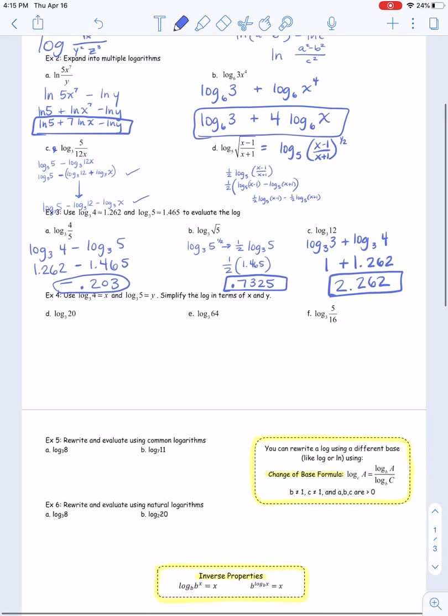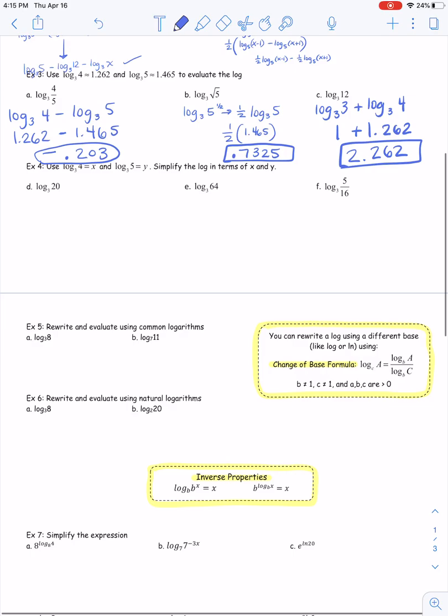Okay. We're going to do the same thing in example 4, but instead of me giving you an approximation of the number, I'm just going to substitute and say, well, this is x and this is y, or this is z or a or b or whatever. Okay, so now it's saying use log base 3 of 4 is equal to x and log base 3 of 5 is equal to y.